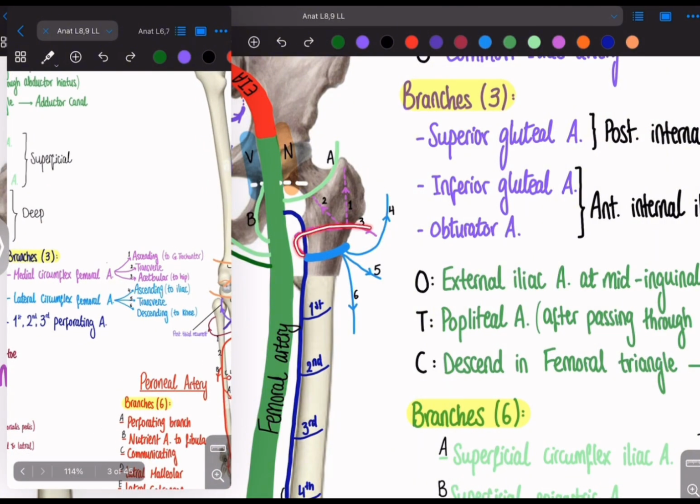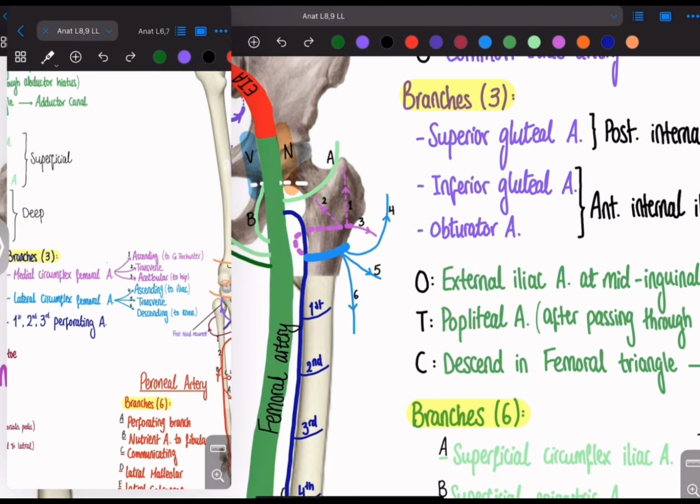The medial circumflex is also going to give us 3 branches. The first branch is also ascending, similar to the one in the lateral. The second branch is transverse, also similar to the one we just saw. The third branch is the acetabular branch. So we don't have descending in the medial.